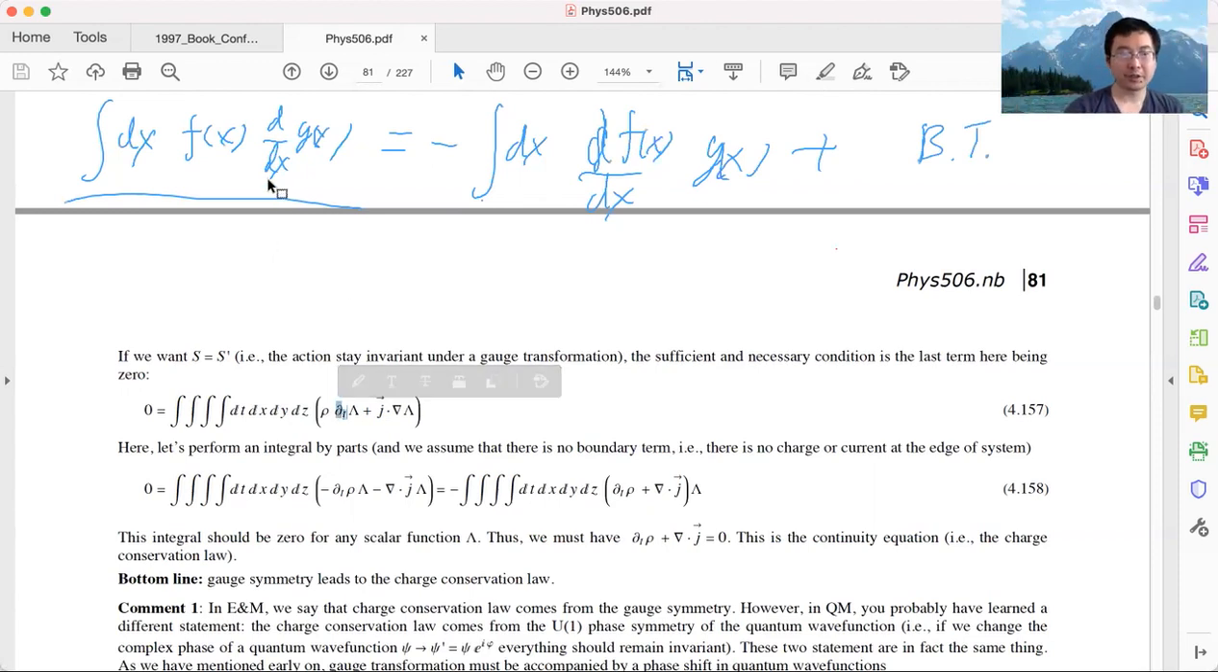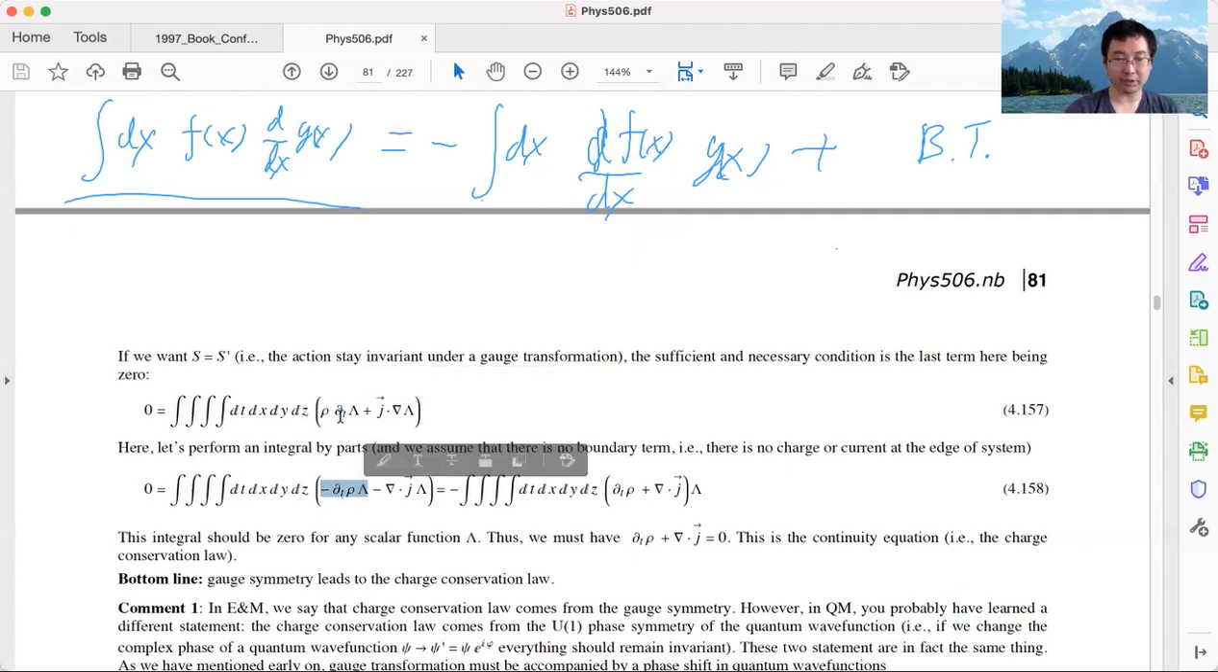So integral by parts means if I have an integral of two functions, and one function has a derivative, I can move this derivative to the other function. I can move this derivative from g to f, and that gives me a minus sign and some boundary term. The boundary terms are not important. If we have an infinitely large system, the boundary doesn't matter. So the boundary term we can drop. If we drop the boundary, basically integral by parts means I can move this derivative from lambda to rho, and I get a minus sign. So that's what we get here.